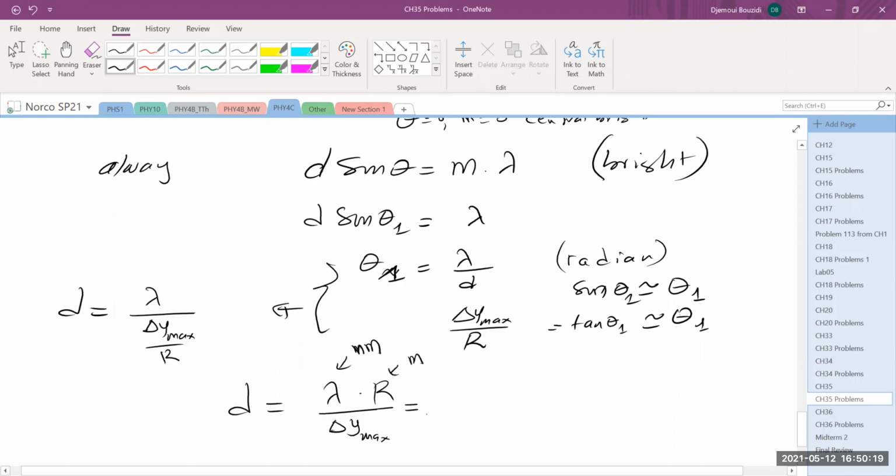This one was given in meters. This one was given in centimeters. So you have to be careful in here. If I convert one of these two to centimeters, and it's actually easier to convert the meters, because 2 meters is 200 centimeters, that cancels the units, and the answer is going to be in nanometers. So let's leave lambda alone, which is 500 nanometers. Convert R to centimeters, that's 200.